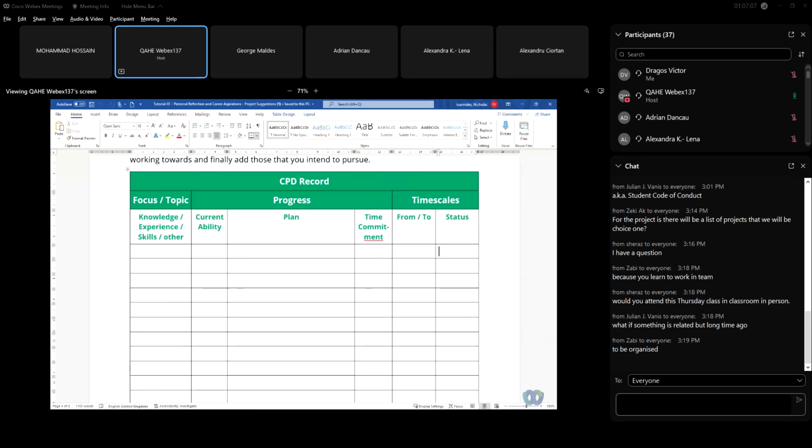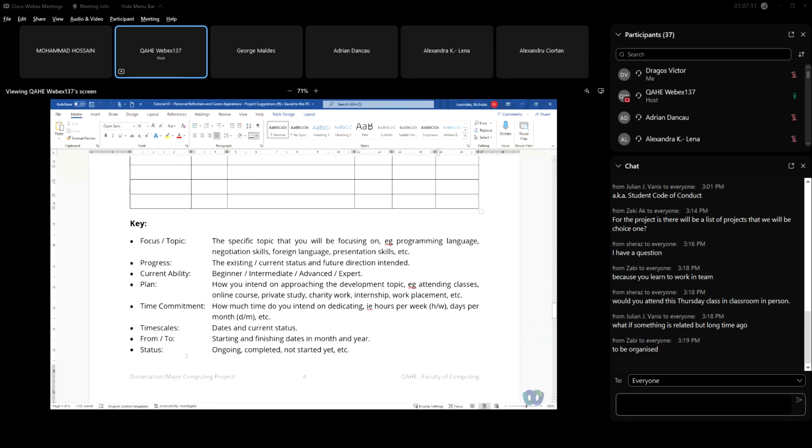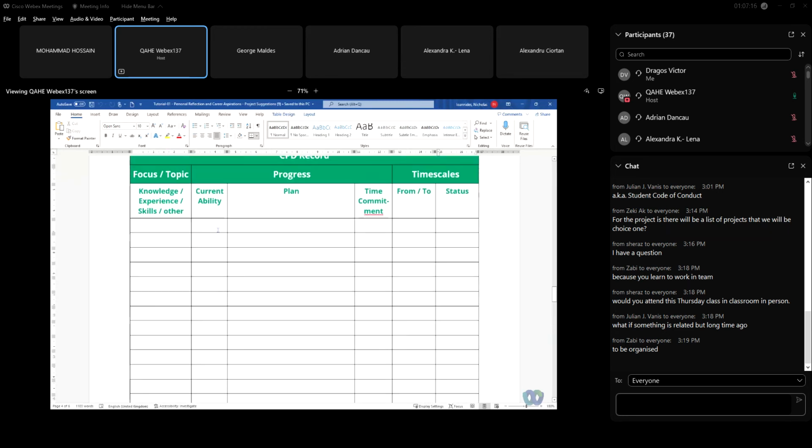Okay, beginner, not started yet, or something like that. So there are these things to help you: ongoing, completed, not started, right? And this is actually something that will help you if you continue populating these even after you graduate, right? Because it's important that we look back at what we have achieved.